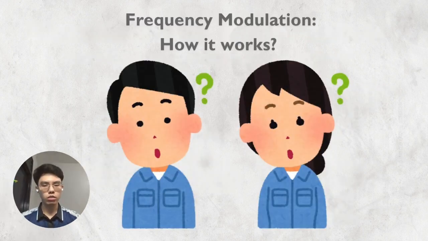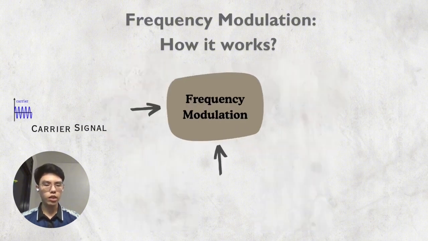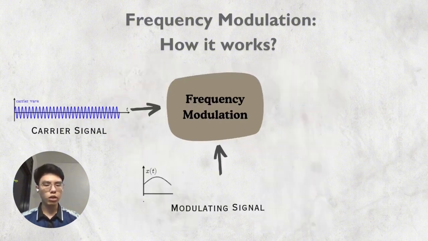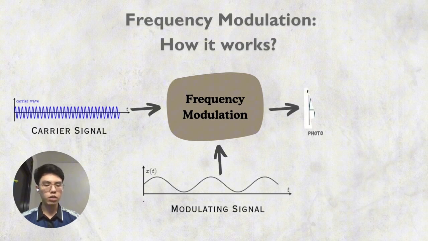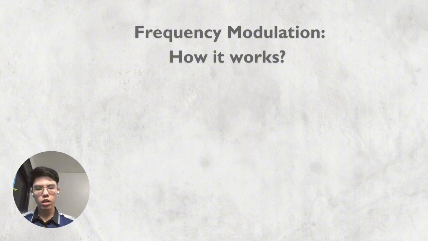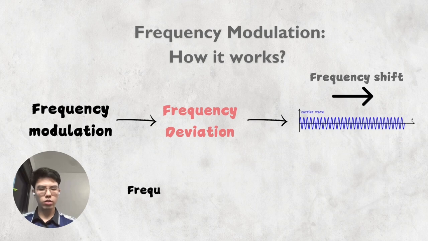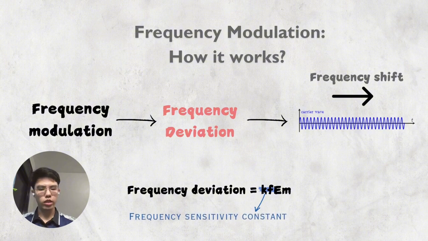How does FM work? From the slide, frequency modulation is a combination of a high frequency carrier signal and a modulating signal, and provides an output signal that changes in frequency according to the amplitude change. The variation of frequency is determined by the frequency deviation formula: frequency deviation equals Kf multiplied by Em, where Kf is the frequency sensitivity constant and Em is the amplitude of the modulating signal.